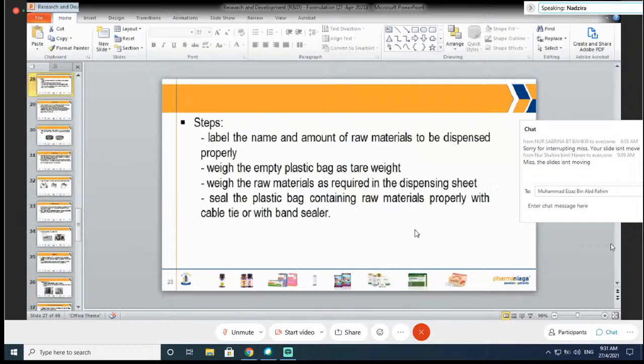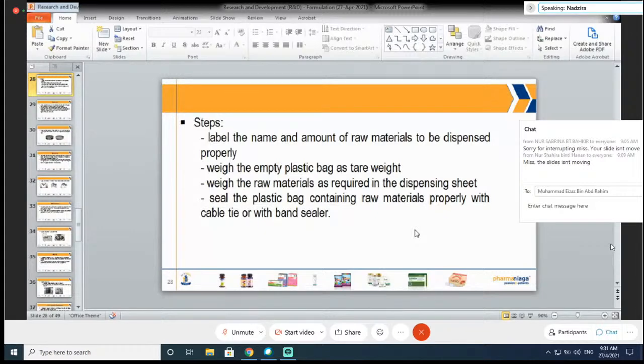For dispensing, we need to first label the name and amount of raw material to be dispensed properly and correctly in order to avoid any dispensing error, because all materials look the same, white in color. So in order to prevent error during dispensing, we need to label properly, including the name and the amount.